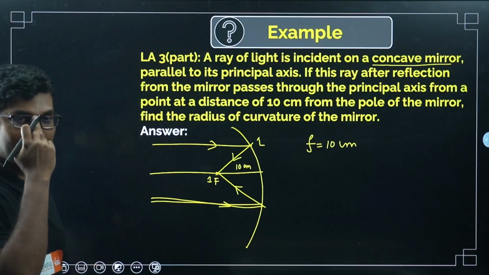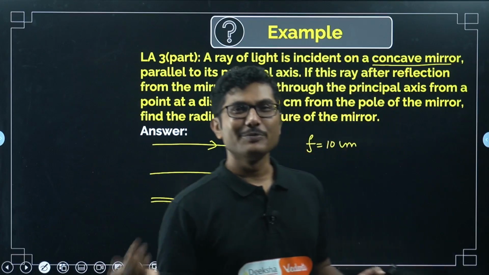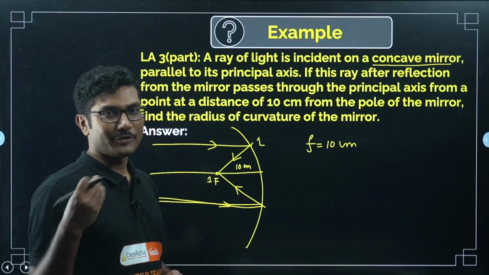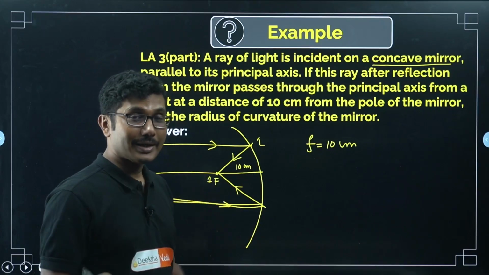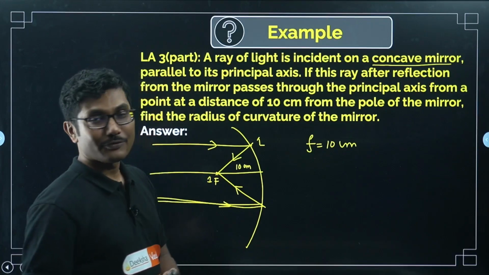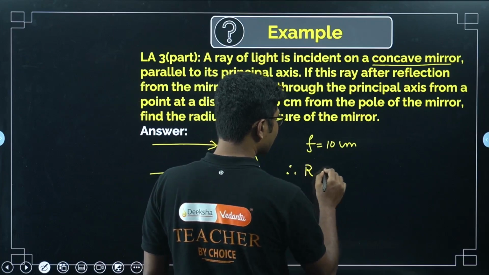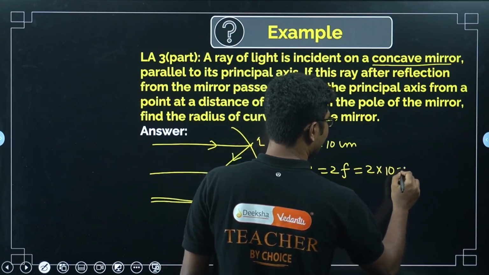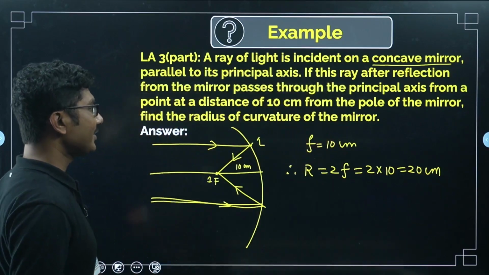They have not directly told you focal length is 10 centimeter, calculate radius of curvature. That would be a very simple problem. But they have given you a hint, they have given you information. Based on that you can identify, because the parallel ray is intersecting the principal axis at 10 centimeter, that means the focal length is 10 centimeter. Therefore radius of curvature is basically twice of that. That is 2 times 10, that is 20 centimeter, right? So radius of curvature of this mirror is 20 centimeter.